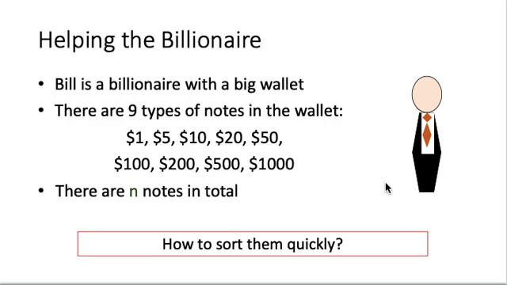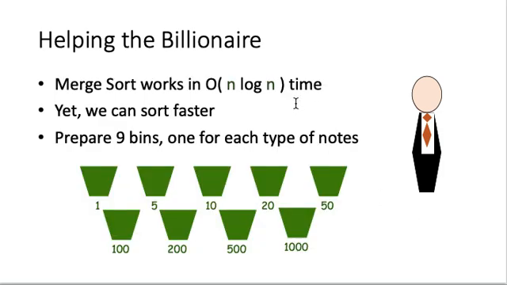So we want to sort all the notes in the wallet quickly. So how can this be done? We have studied merge sort before. So merge sort works in order n log n time. So this can be done in order n log n time. But for this problem, we can do faster.